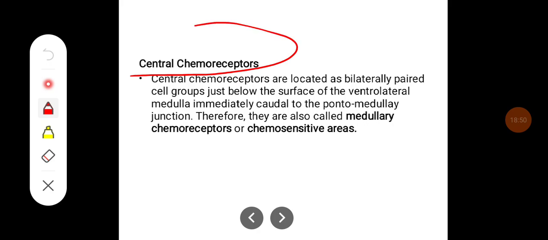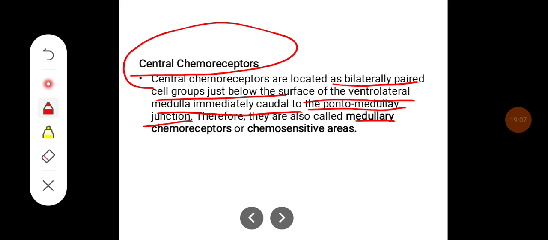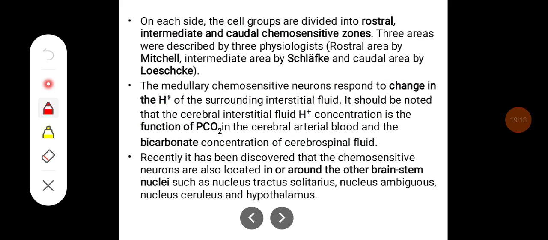Coming to the central chemoreceptors. Central chemoreceptors are located as bilaterally paired cell groups just below the surface of the ventrolateral medulla, immediately caudal to the pontomedullary junction. Therefore, they are also called medullary chemoreceptors or chemosensitive areas. On each side, the cell groups are divided into rostral, intermediate, and caudal chemosensitive zones. The three areas were described by three physiologists, that is, the rostral area by Mitchell, the intermediate by Schläfke, and the caudal area by Loeschcke.